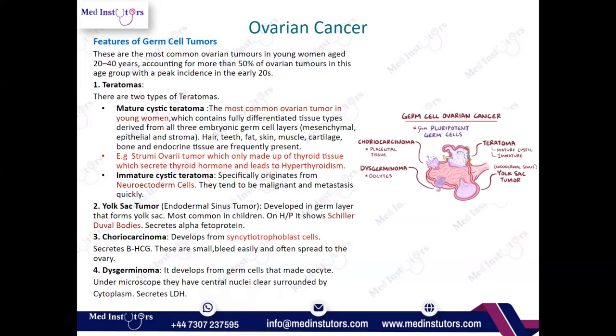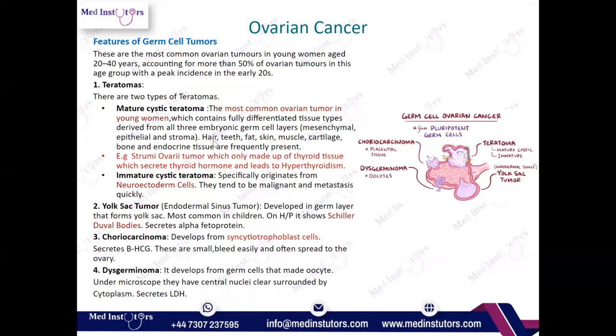Okay, so now let's discuss the teratomas, because there is a SP of teratoma which is frequently asked in the exam. So make sure you know. There are some categories. It could be mature cystic teratoma or it could be immature. Mature cystic teratoma is the most common type and it is derived from all the germ layers.